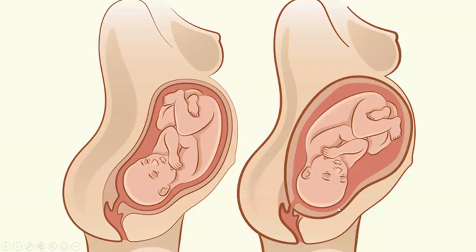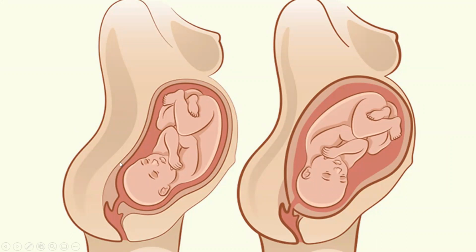Here is a classic picture. We want the baby to be facing the mother's back. That is going to be the best way. You can see how it just fits naturally down into that space. And here, occiput posterior, it doesn't fit as well.